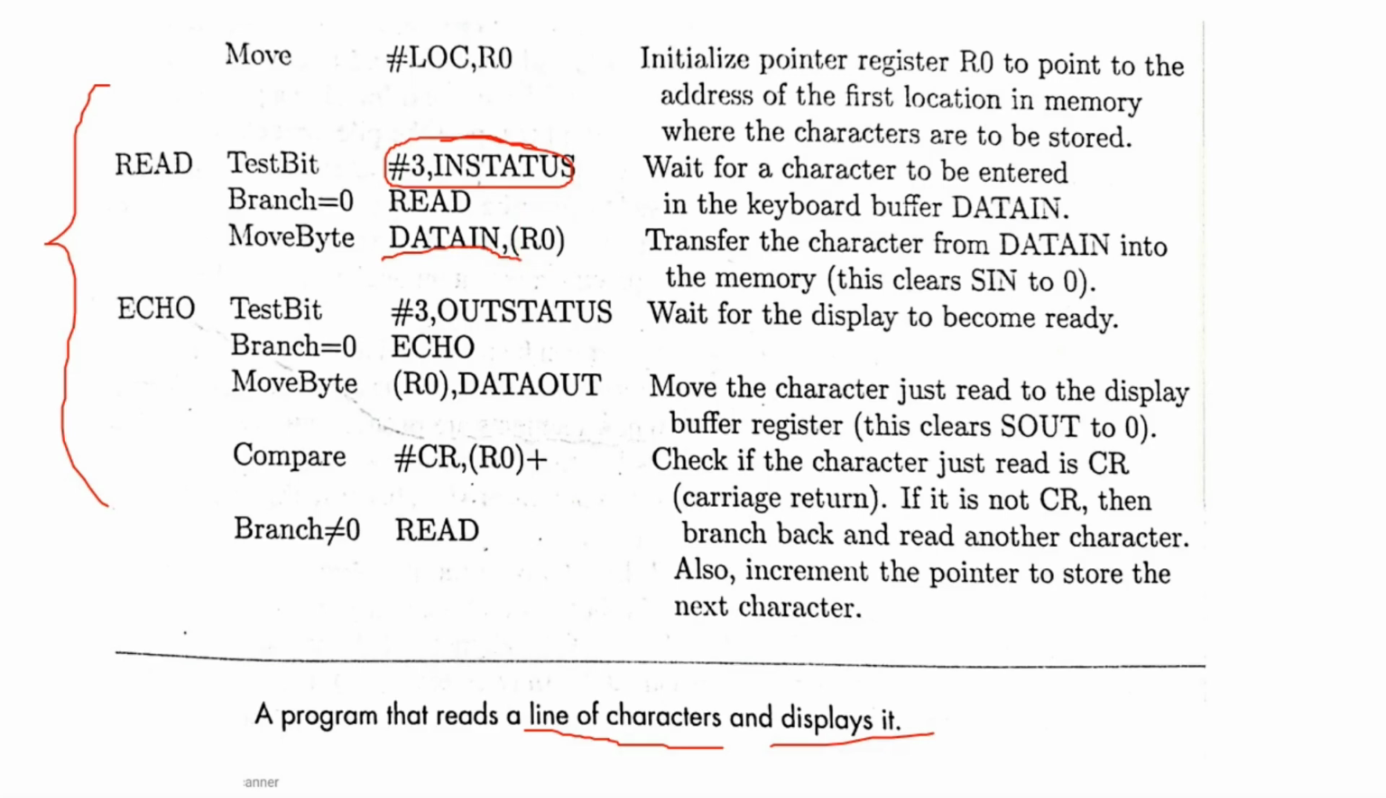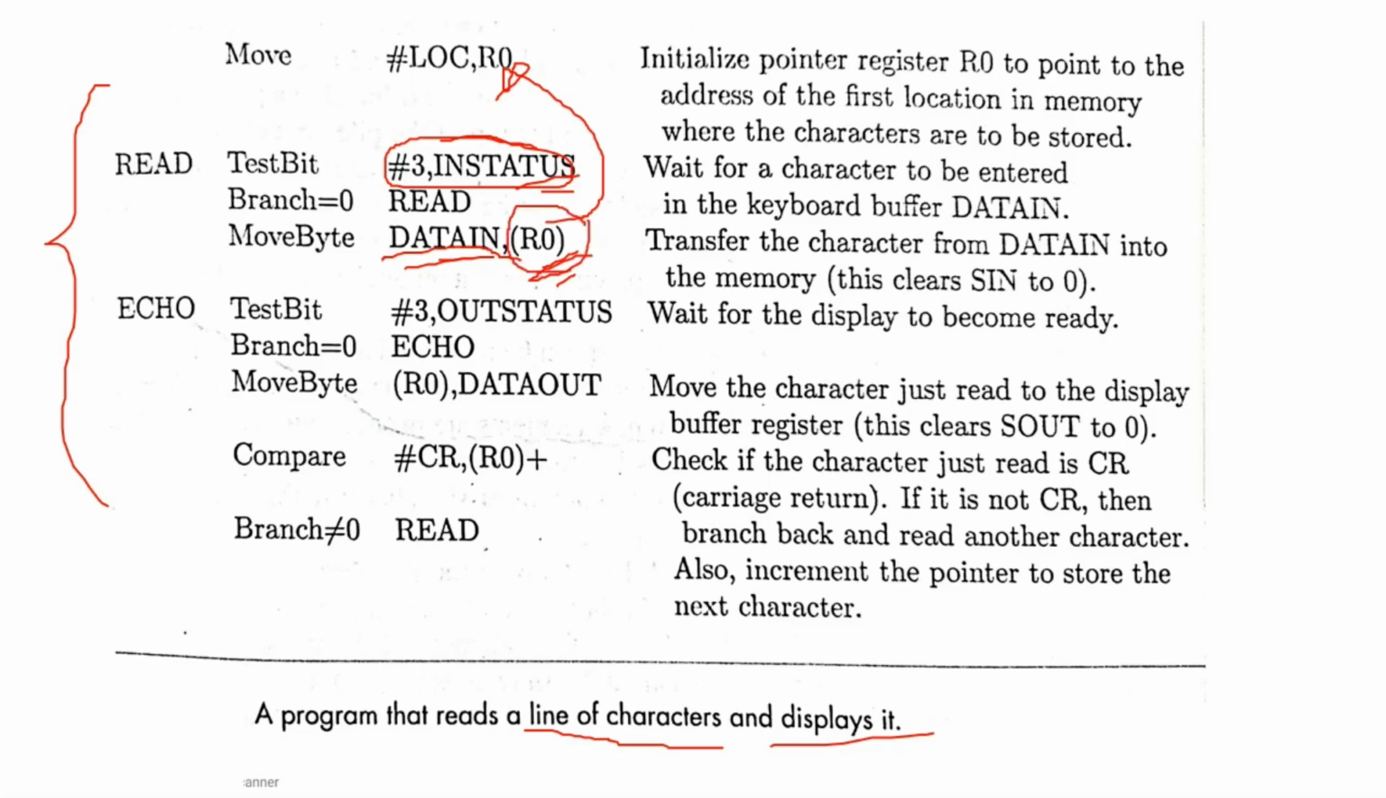You can see here I have used register indirect addressing. The address of the memory location is in R0. I am using R0 inside the square brackets. Here they have used parentheses, but they are actually square brackets. So read the SIN flag from the keyboard. If it is 1, that means the keyboard is ready with the data. Read that data and store it in some memory location.